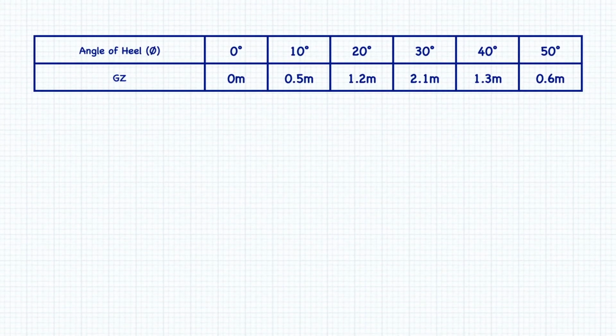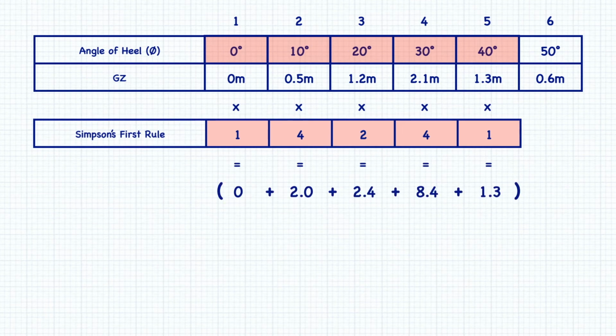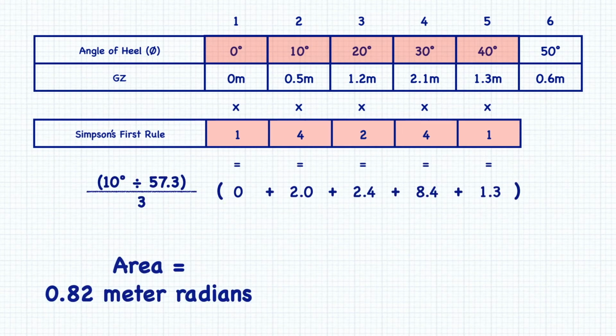If, for whatever reason, you've got an even number of ordinates, you can always use a combination of Simpson's first rule and the 5/8 rule to find the area. Use Simpson's first rule to calculate the area between the first 5 ordinates, which works out to be about 0.82 meter radians.